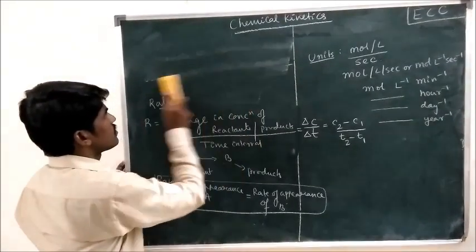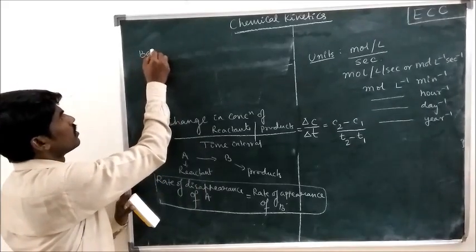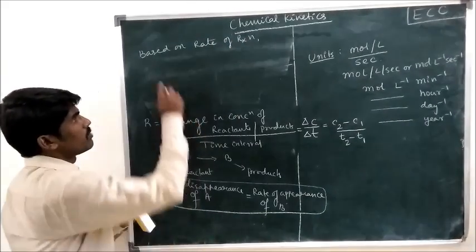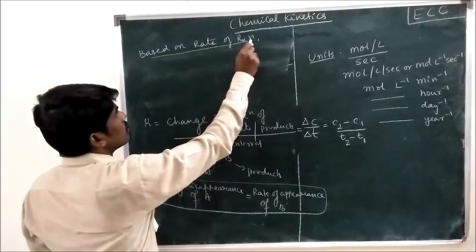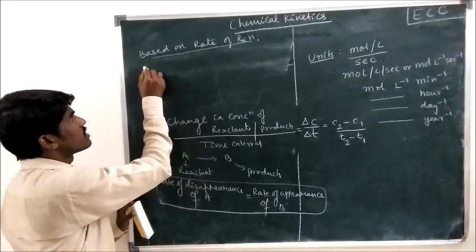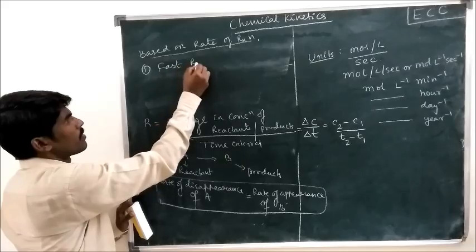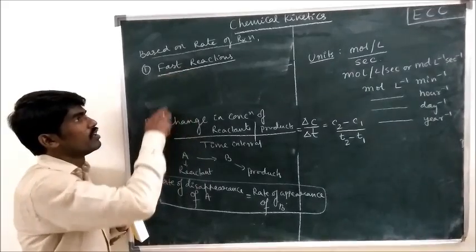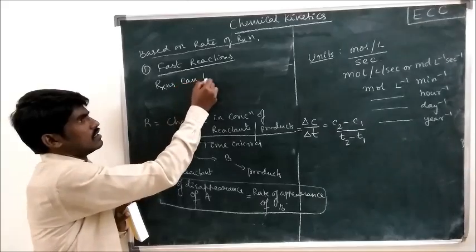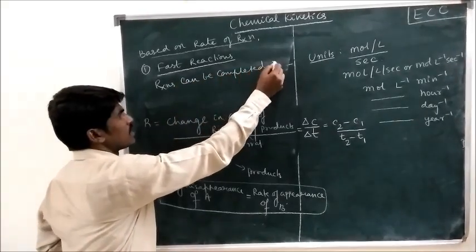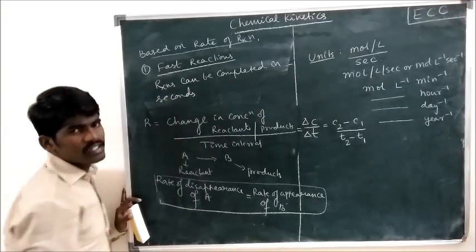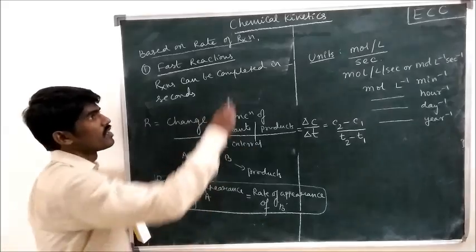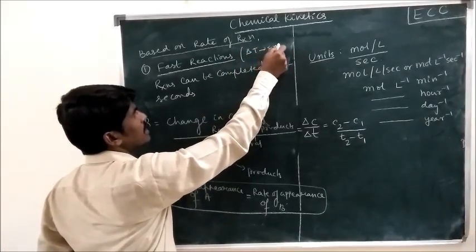Now, based on rate of reaction, chemical reactions are classified into three types. With how much speed they will occur, based on that chemical reactions are classified into three types. First are fast reactions. Fast reactions, in which what will happen? Reactions can be completed in seconds. If reactions are completed within seconds, within a fraction of a second, in such cases those reactions are called fast reactions. For fast reactions, the time interval is small, delta T is small.